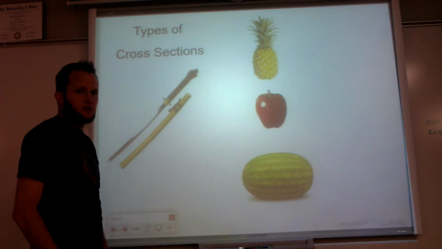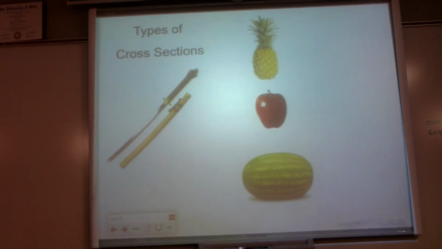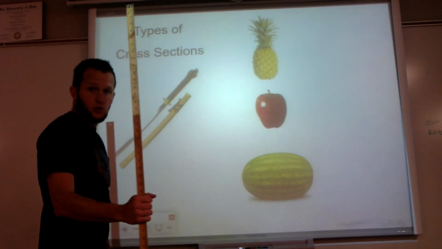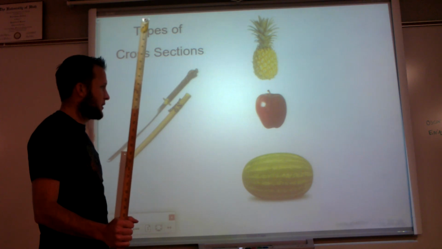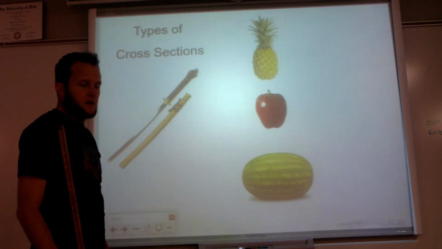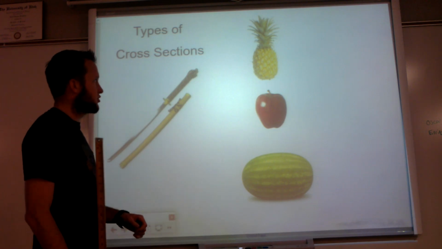So, we're going to start off by playing Fruit Ninja, and the reason we're doing that is because we're talking about cross sections. A cross section is when you take a three-dimensional figure and slice out a two-dimensional shape from it. I've got my samurai sword here, and I'm going to take the pineapple, the apple, and the watermelon, and we're going to slice it. The way that you slice it is going to determine what two-dimensional shape you make.